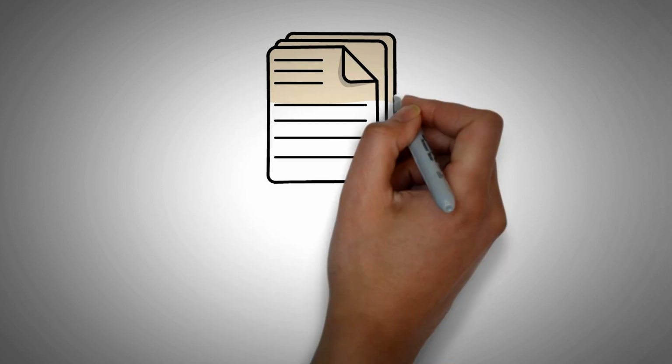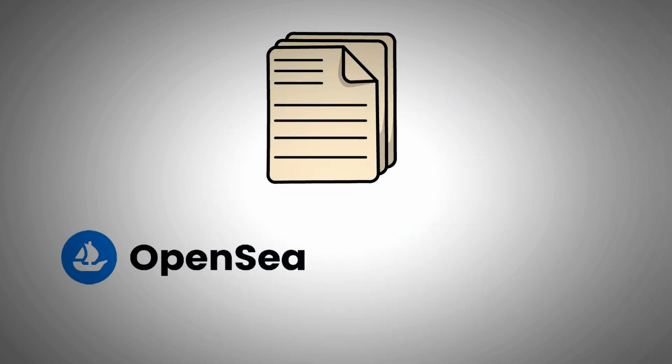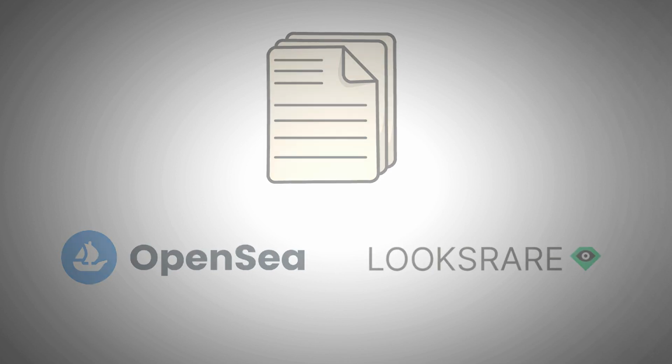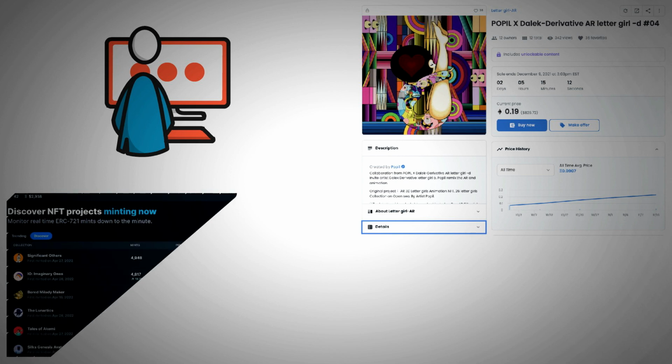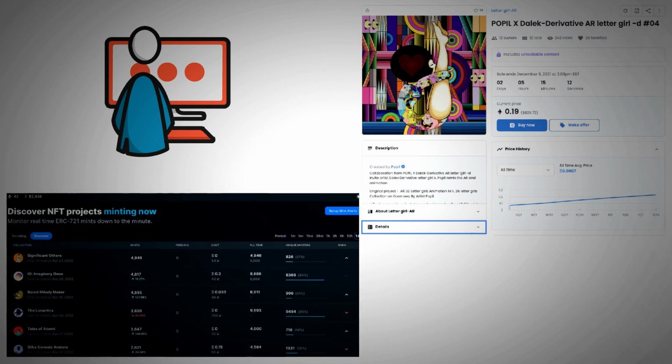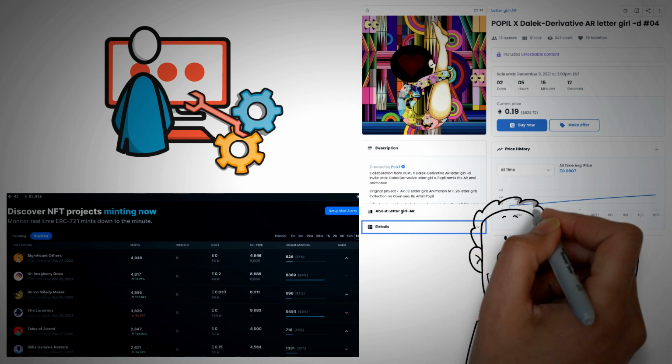You can find data on most of these indicators in common marketplaces such as OpenSea and LooksRare. Several NFT monitoring tools also provide valuable data and analysis about the trading trends of an NFT, and there are many more tools under development, so make sure to keep up with this advancement.